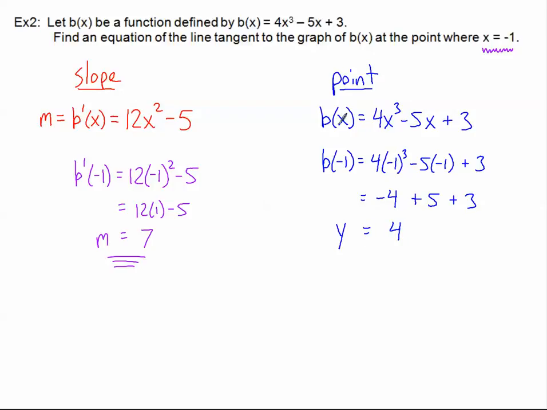Remember, b of x, or b of -1, is really just a y value. It's an output. So now I have my point. The x coordinate is -1. The y coordinate is 4.